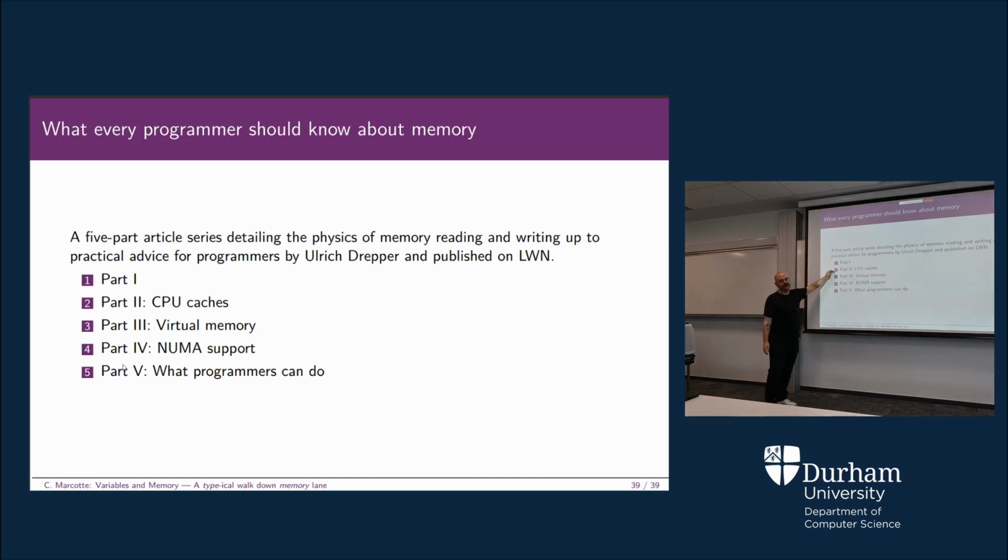CPU caches are really important for doing things performantly nowadays. Virtual memory is really important for actually understanding what the computer is doing, because, like I said earlier, your C program is not running in isolation on the hardware. It's running under so many levels of abstraction, it might as well be magic. Part 4, NUMA support, that's non-uniform memory access. And then part 5, what programmers can do. If you're really just interested in learning a bit about how programmers should think about memory for doing things correctly and performantly, you can just read part 5, but I think they're all very good reads. So with that, I will end today's session.